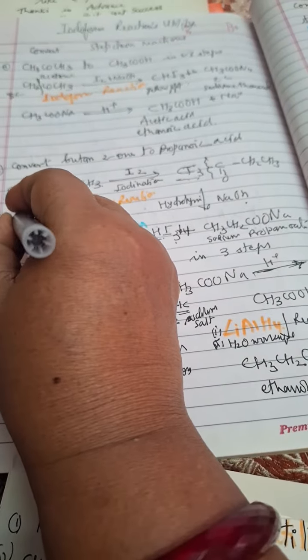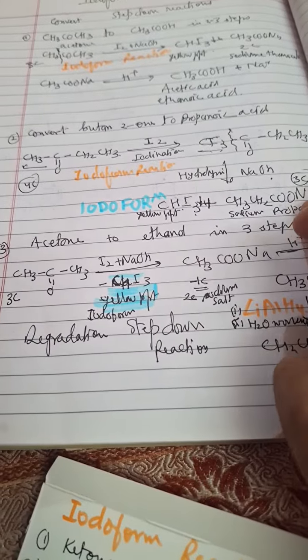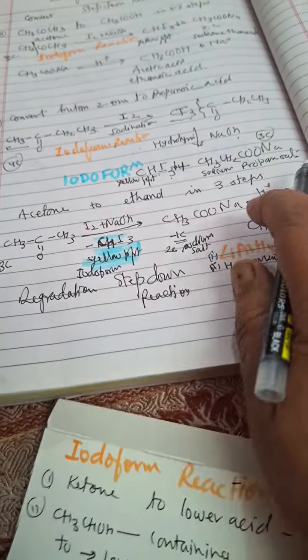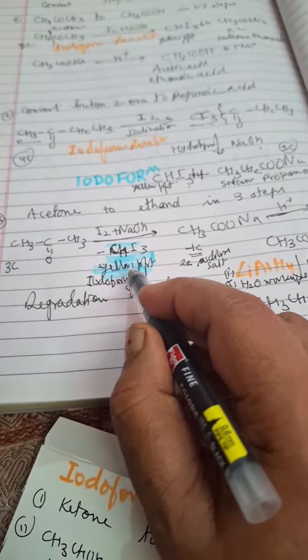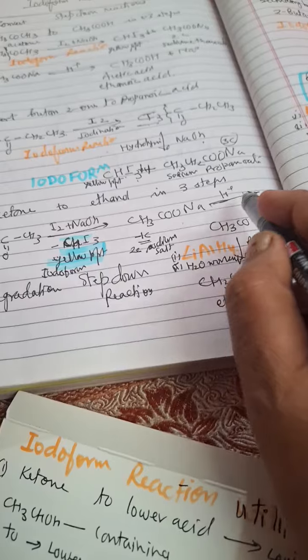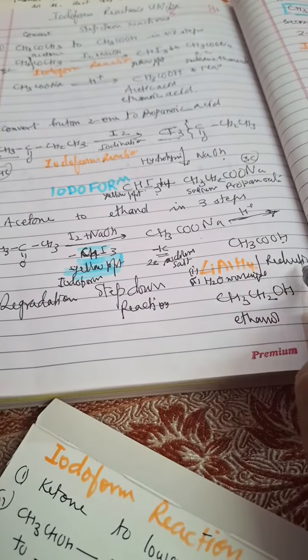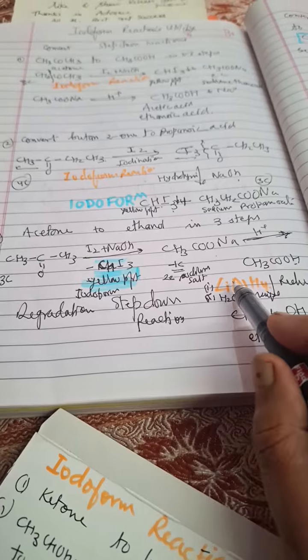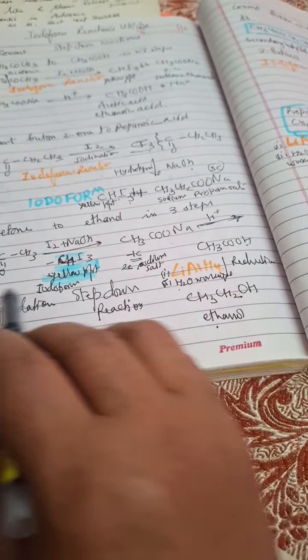Here we started from 4 carbons. Here the lower acid will be obtained, the sodium salt of propanoic acid. Now acetone to ethanol, 3 steps: acetone plus I2 and NaOH. So CHI3 is cleaved out and CH3COONa, the 2 carbon acid salt, is obtained. On acidification it gives acetic acid, and then LiAlH4 reduction, further reduction, with water workup, will give you ethanol. So it is a 3 step reaction.